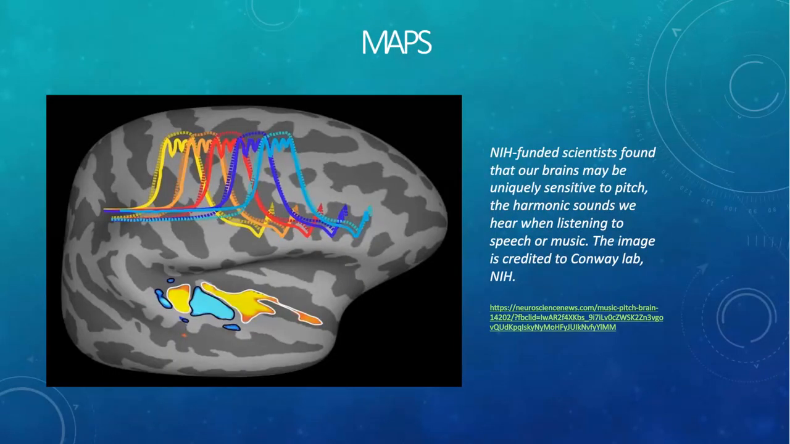Okay, so maps are going to show us where something occurs. This one is talking about how our brains may be uniquely sensitive to pitch, the harmonic sounds we hear when listening to speech or music. They're showing that these different pitches, which they've color-coded, show up in very specific regions of the brain. That's what maps can show us: where something shows up.